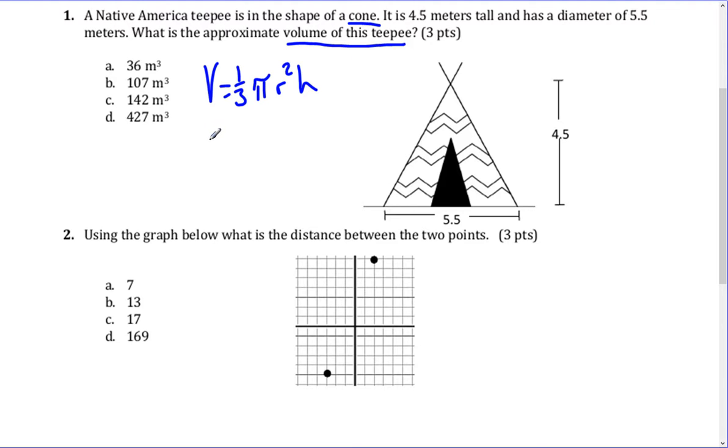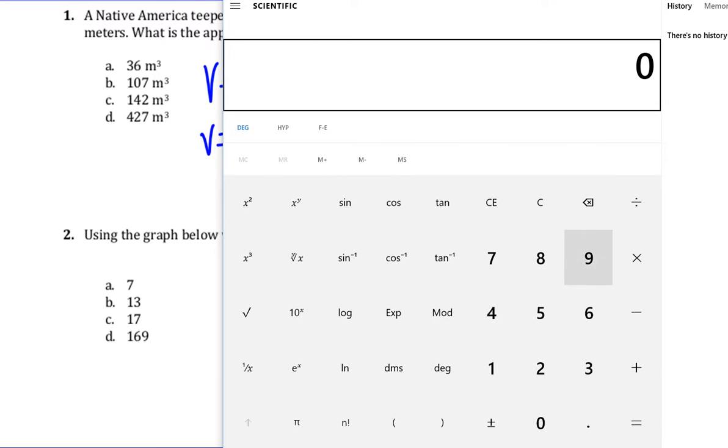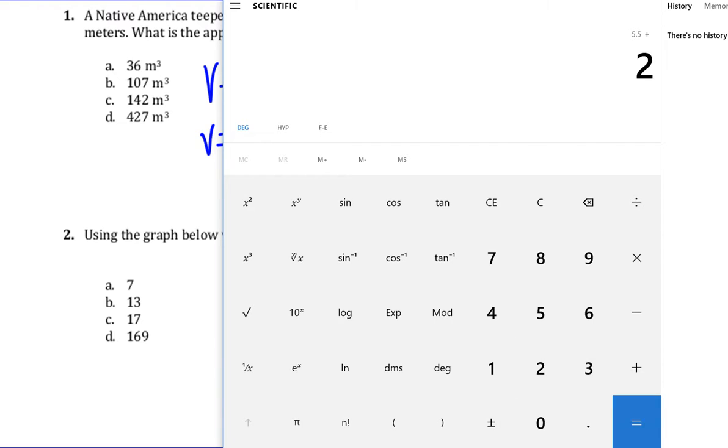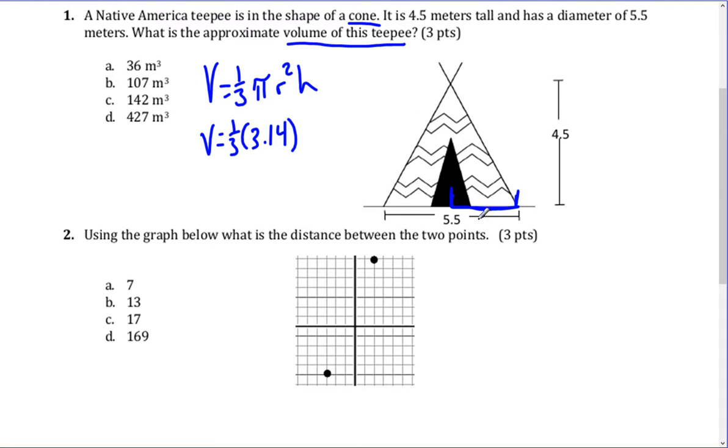We do not know the volume because that's what they want us to find. I know 1/3 is 1/3. I know pi is 3.14. I know the radius, let's see, it has a diameter of 5.5. A radius goes from halfway to the outside instead of from one side to the other. That's a diameter. So radius is half of the diameter. In this case, we're going to take 5.5 and divide by 2. So 5.5 divided by 2 equals 2.75. So our radius is 2.75 squared, and our height is 4.5.